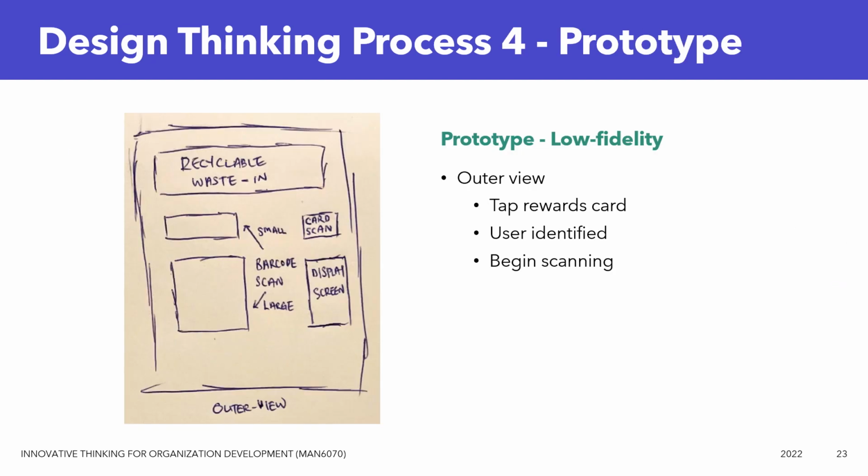As we move to stage 4 of the design thinking process, I sketched a low-fidelity prototype of my barcode-friendly recycling machine. As you can see from the outer view, a user can tap their rewards card to earn incentives, such as credit discount on purchases. Once the user is identified, they can begin scanning their consumed products for recycling return.